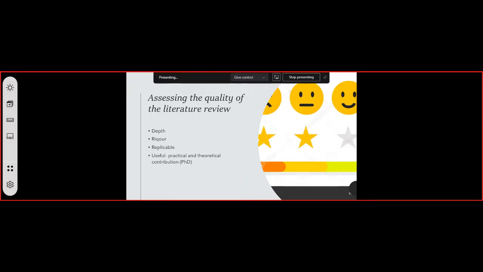The first one, in terms of depth: I want to see if you have an in-depth knowledge of your field. Do you demonstrate that you know the field? Do you know the main contributors to the field? And were you able to do an in-depth analysis and a critical review of your sources?